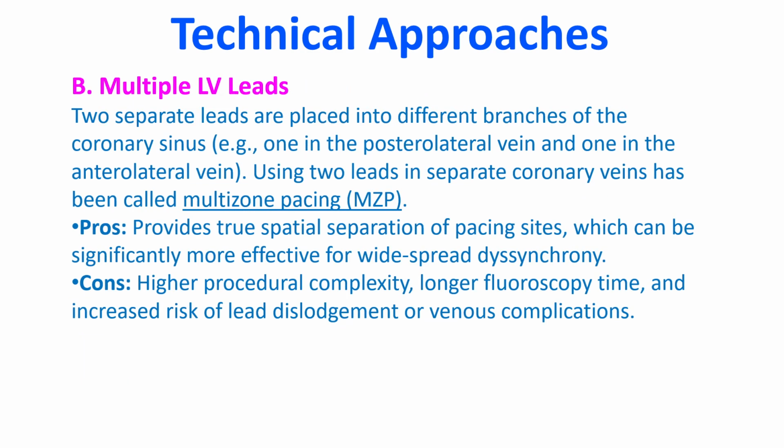Second option is multiple left ventricular leads. Two separate leads are placed into different branches of the coronary sinus. Example, one in the posterolateral vein and one in the anterolateral vein. Using two leads in separate coronary veins has been called multi-zone pacing. Advantage is that it provides true spatial separation of pacing sites, which can be significantly more effective for widespread dysynchrony. Disadvantage is higher procedural complexity, longer fluoroscopy time, and increased risk of lead dislodgement or venous complications.